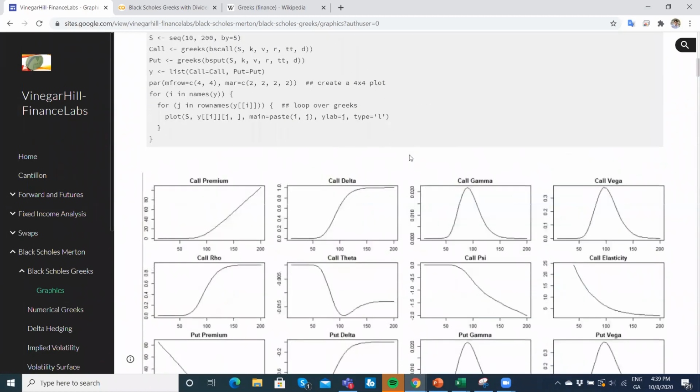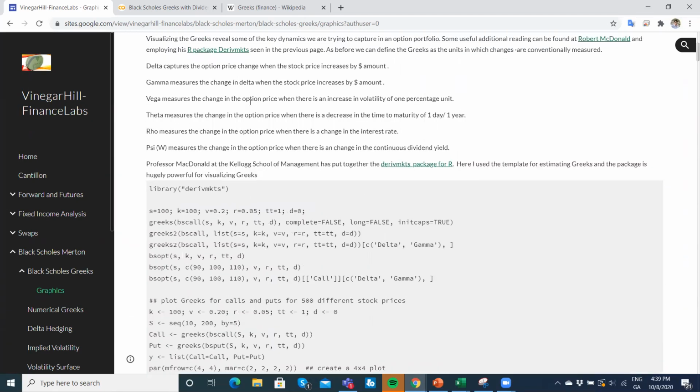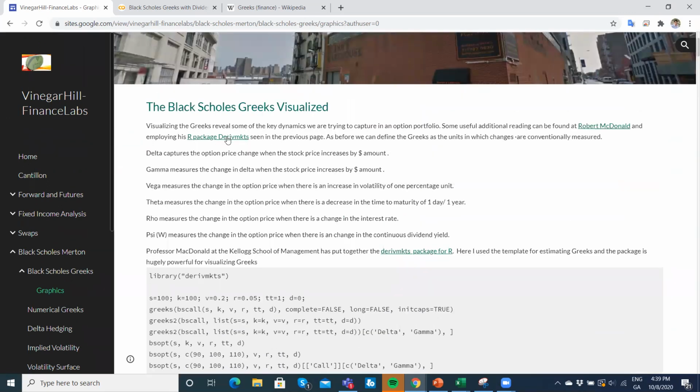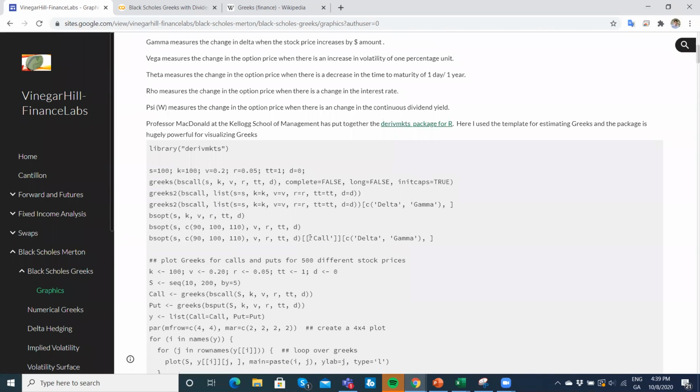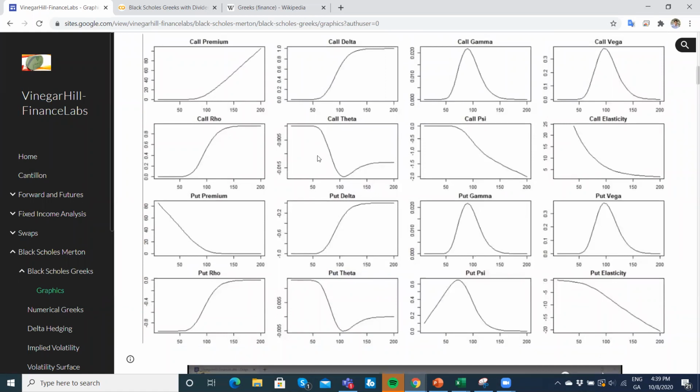Before, we did something like that using the deriv markets package developed by Professor MacDonald, and I have some links here that you can follow to get to that package. Again, what we would like to do is replicate the value of the varying Greeks. So fundamentally, delta, gamma, vega, theta, rho.